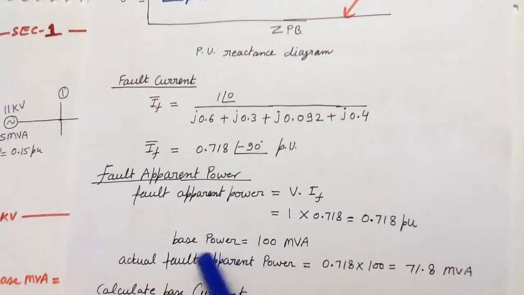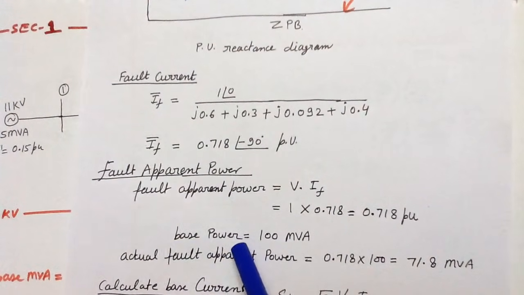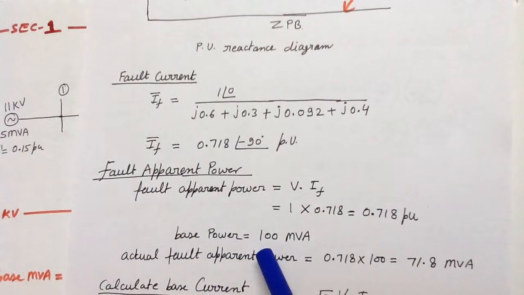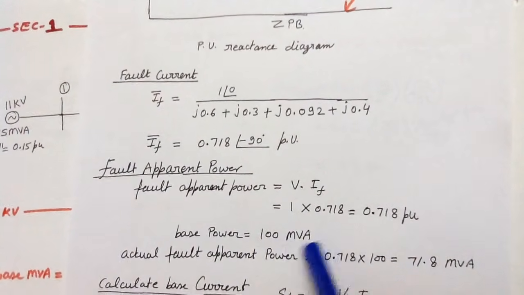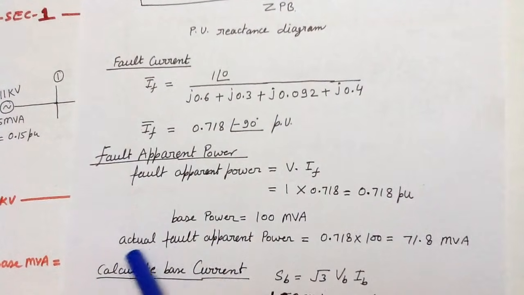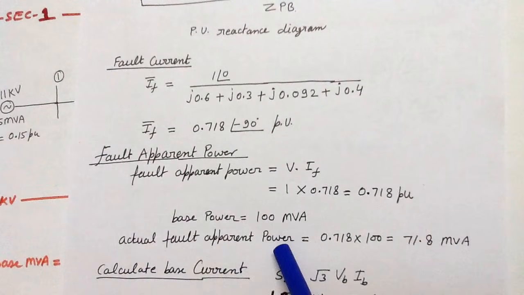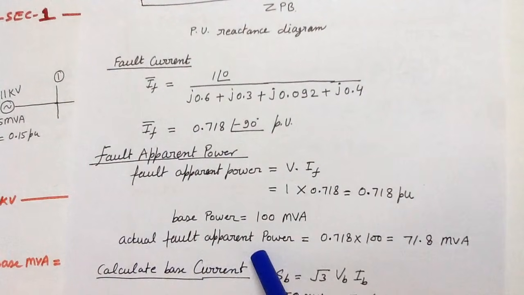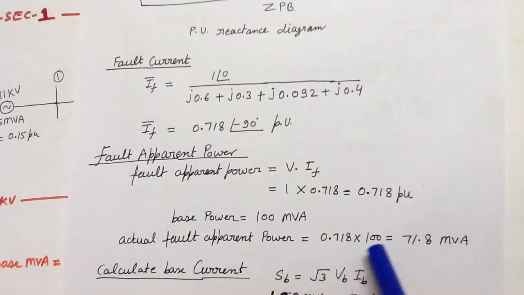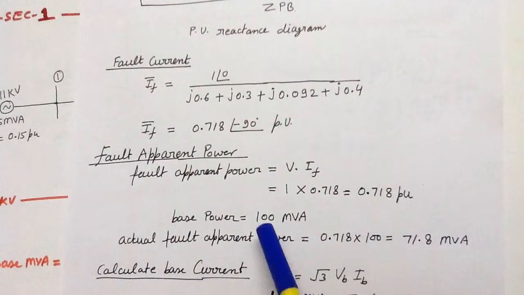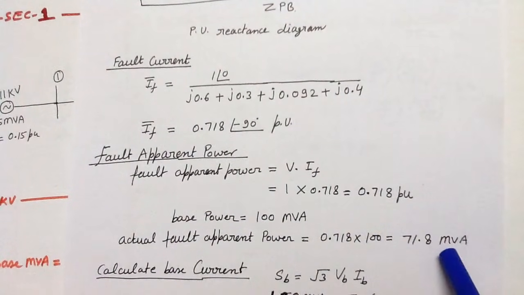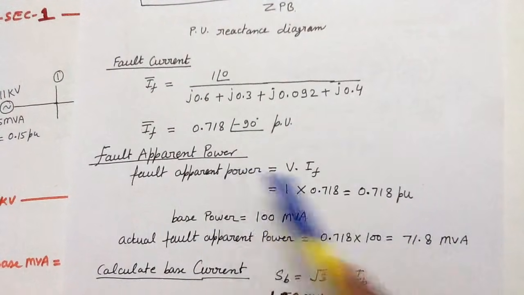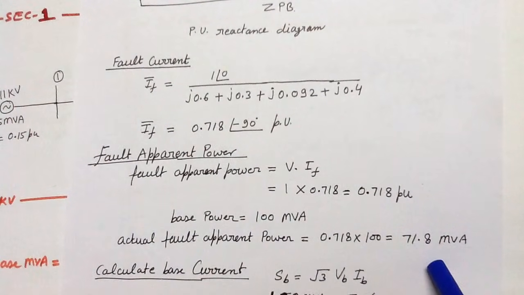apparent power. See, the new base power or the new base MVA which we have selected is 100 MVA. So the actual fault apparent power can be calculated. The actual value equals the per unit value into the base value. So the per unit value into the base value equals 71.8 MVA, which is the fault apparent power.